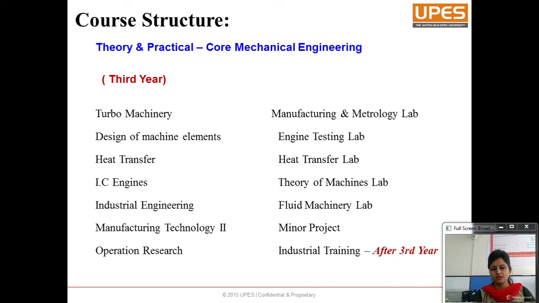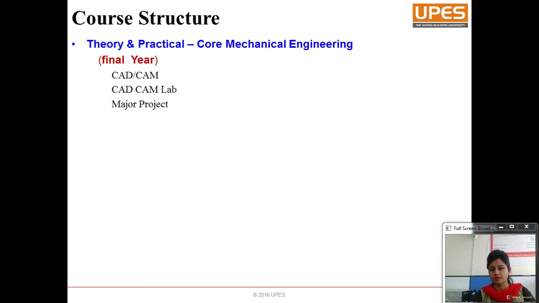Then we have IC engines, industrial engineering. Industrial engineering is being incorporated in each and every industry. As someone working in an industry, you should be aware of all the industrial engineering aspects like Six Sigma, quality control systems, total quality management, and so on. Then we have operation research. Operation research deals with the optimum utilization of minimum resources. That means maximum output out of minimum input. And then we have their respective labs as well as project.